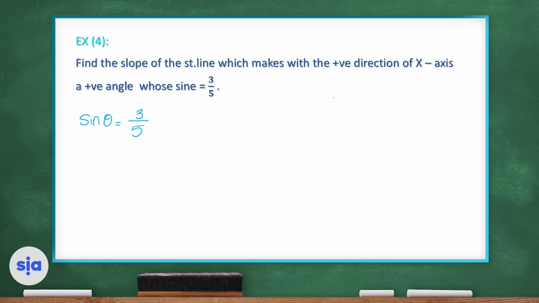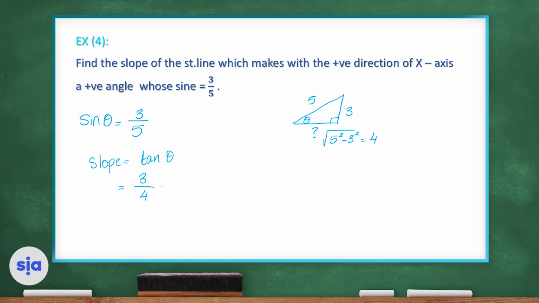Then if we draw this right triangle and say that this is angle theta, the sine is the opposite over the hypotenuse, so you can easily get this side by the Pythagorean theorem as the square root of 5 squared minus 3 squared, so it's equal to 4. To find the slope, we know that the slope equals tan theta. Tan is opposite over adjacent, so the slope is 3 over 4.